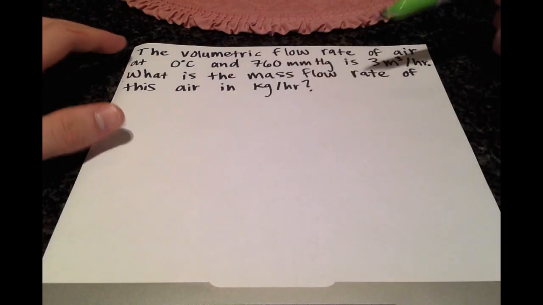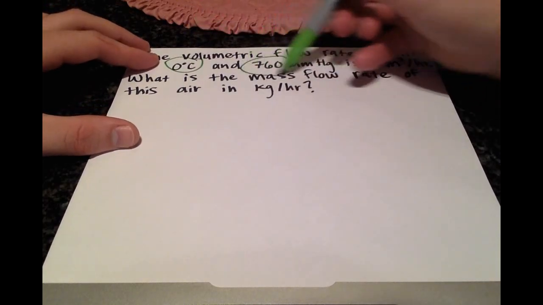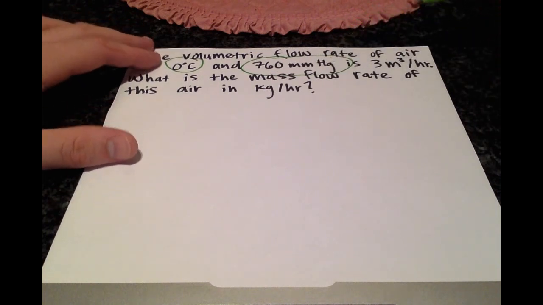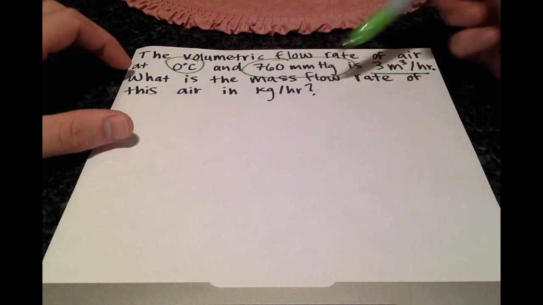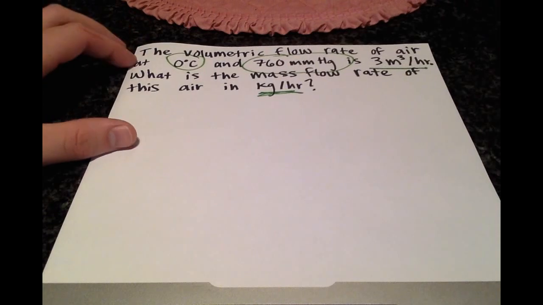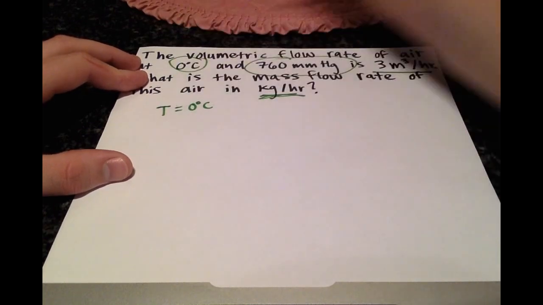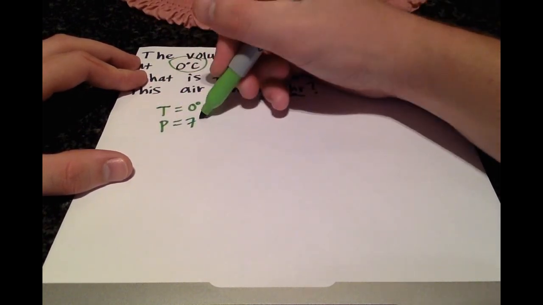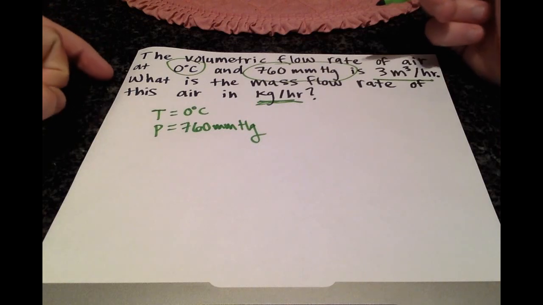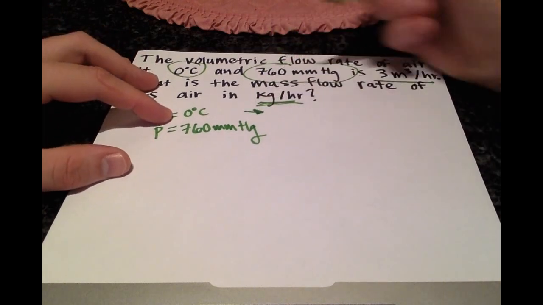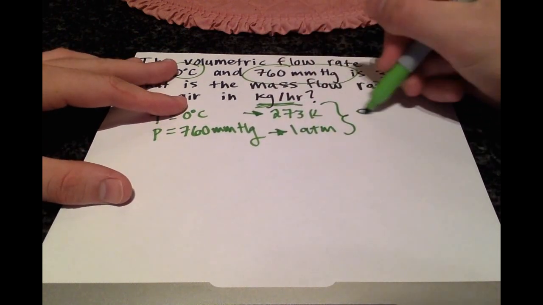Alright, here we have a second example, and it says that the volumetric flow rate of air at 0 degrees Celsius and 760 millimeters Hg is 3 meters cubed per hour, and we want to know what the mass flow rate of this air is in kilograms per hour. So we have a few useful pieces of information. The temperature is 0 degrees Celsius and the pressure is 760 millimeters of Hg. And what is this equivalent to? Well, if you don't see it yet, when we convert 0 degrees Celsius to Kelvin, we get 273 Kelvin, and this is the same as 1 atm, and this is standard temperature and pressure.